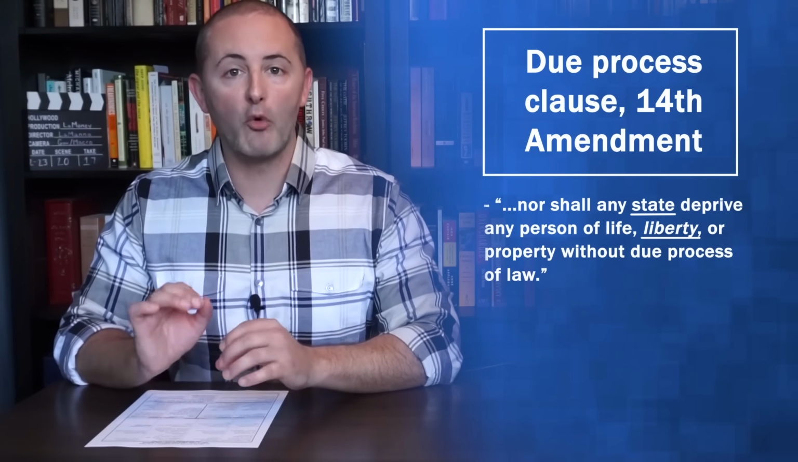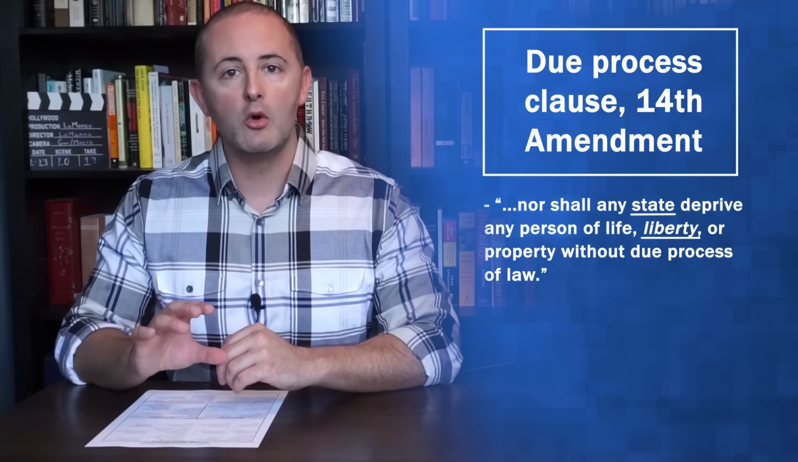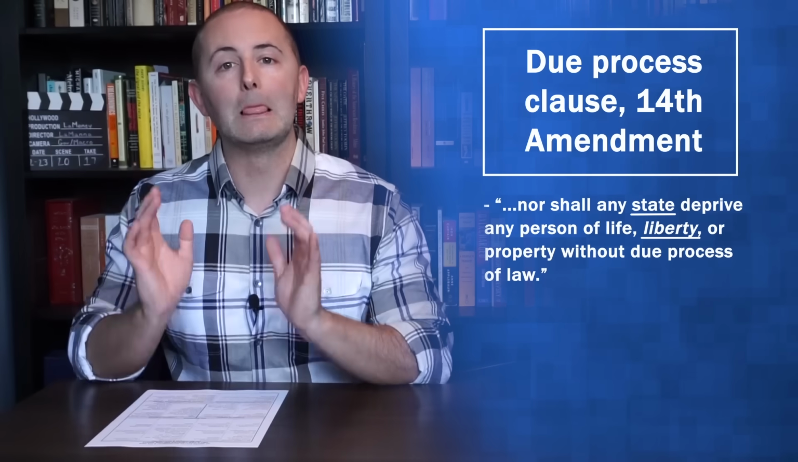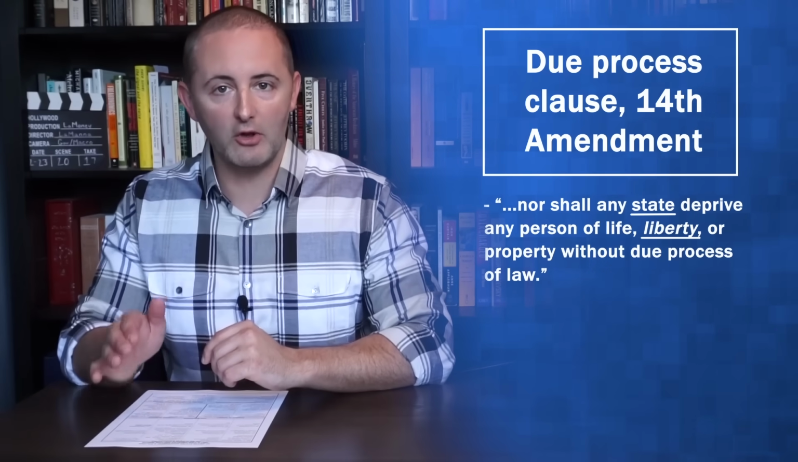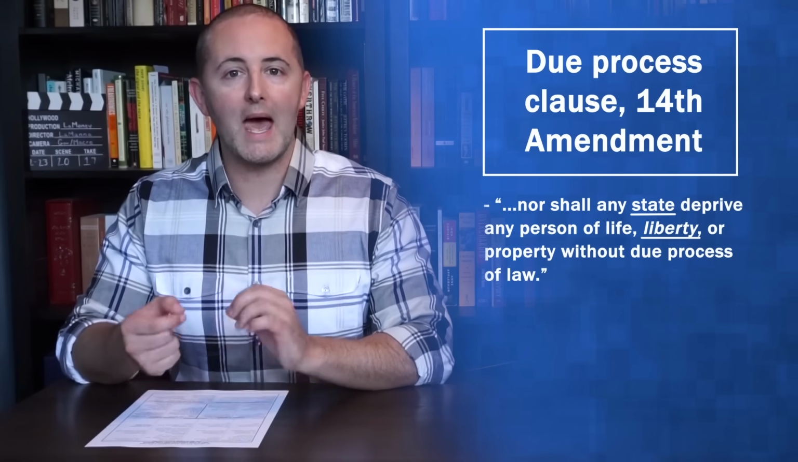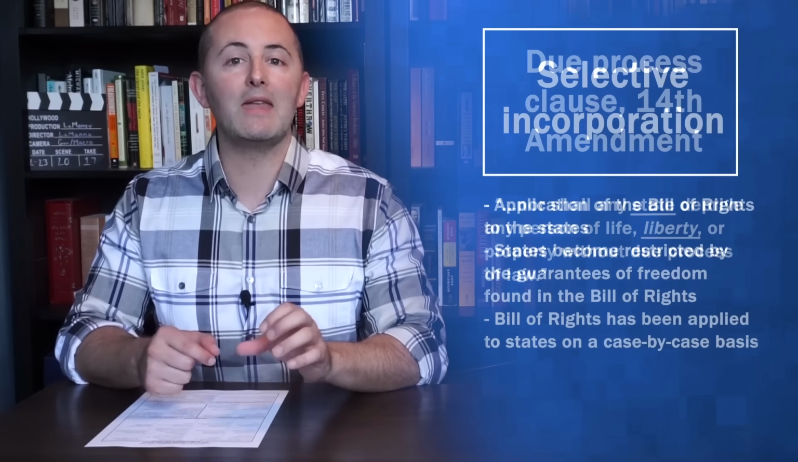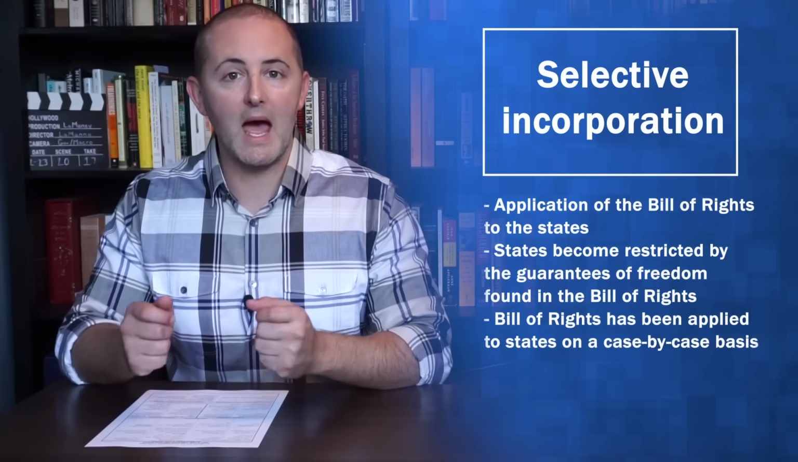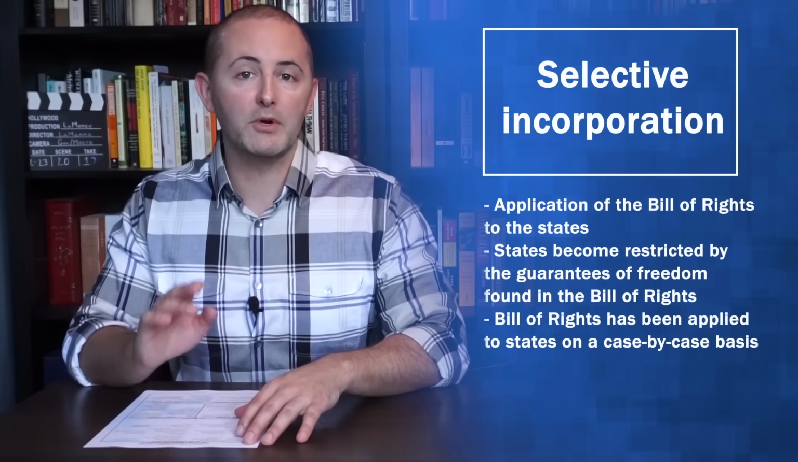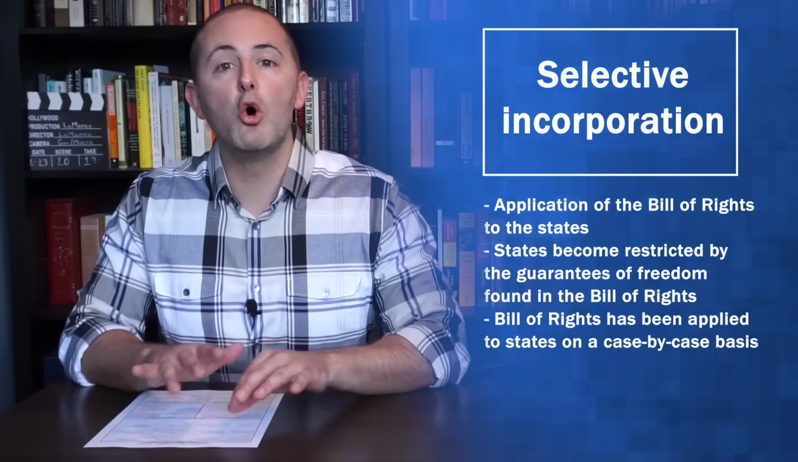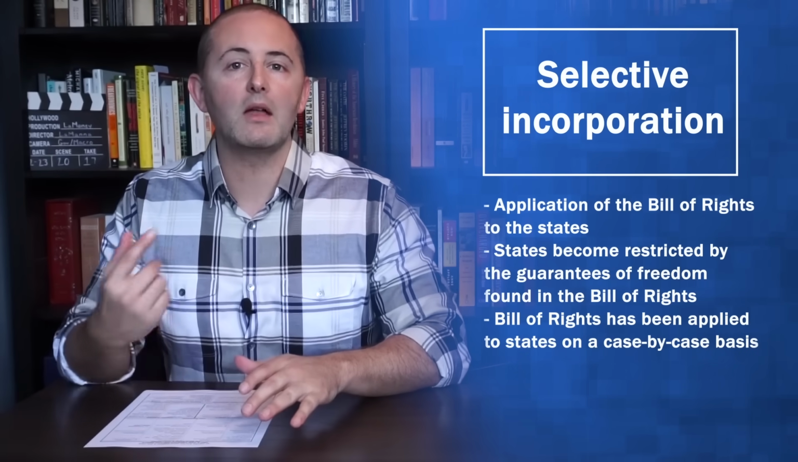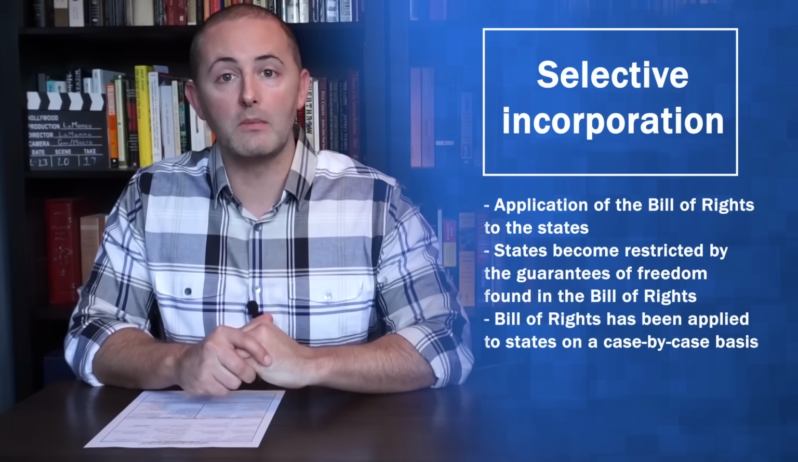Alright, so based on the 14th Amendment and the Due Process Clause, which says, nor shall any state deprive any person of life, liberty, or property without due process of law, based on that, the Supreme Court over the last 100 years has interpreted those words as meaning that now the Bill of Rights can also be seen as restricting state governments as well. So remember, originally, the Bill of Rights only protected people from the federal government. That is no longer true today. Because of selective incorporation, now states cannot take away your rights either that are found in the Bill of Rights.